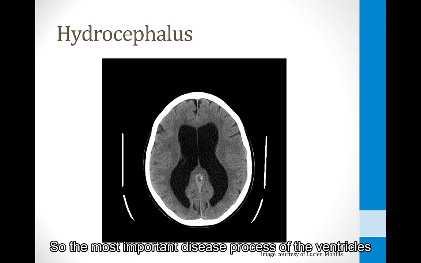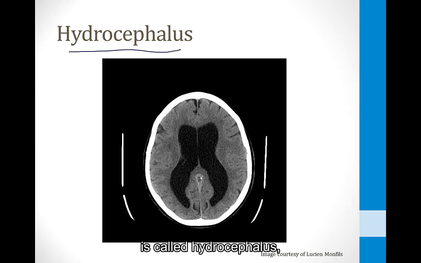So the most important disease process of the ventricles is called hydrocephalus, and that literally means fluid on the brain. And that's what happens when there's too much cerebrospinal fluid and the ventricles get dilated. So look at this image right here. These ventricles are enormous, and that is what the brain looks like in patients who have hydrocephalus.